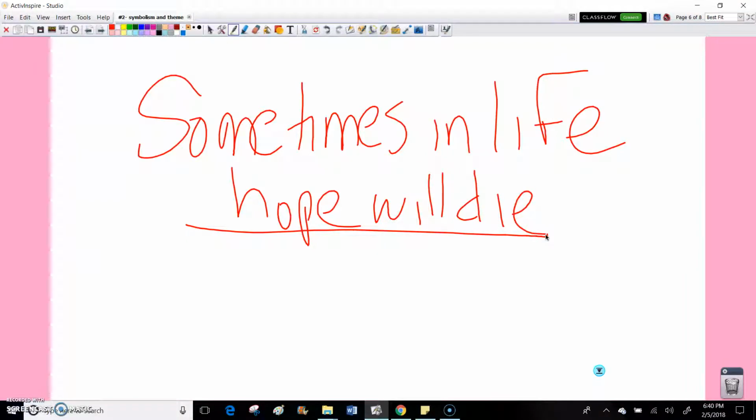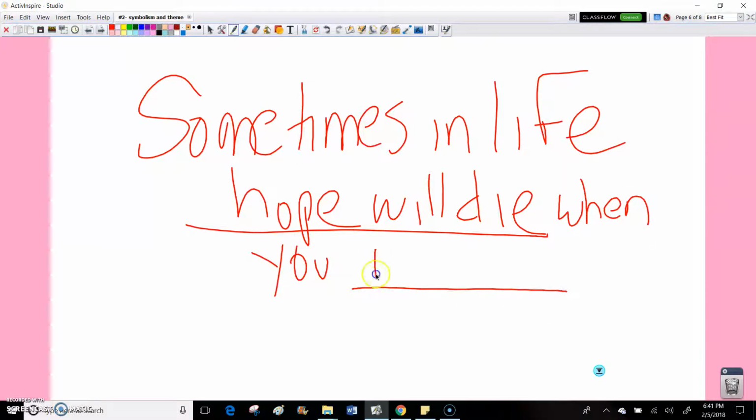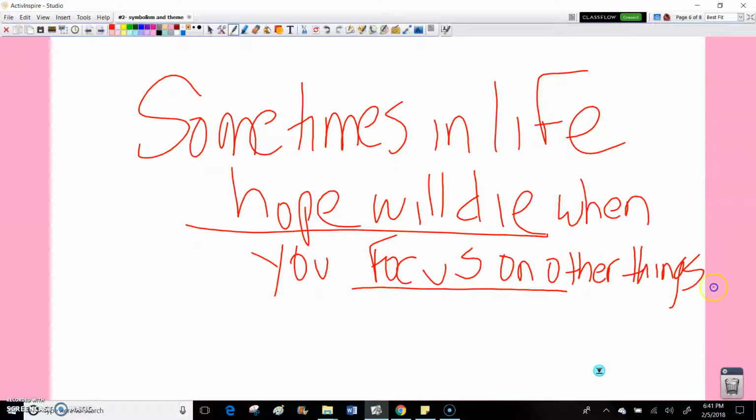Not good enough. When? Right? I want to try to be specific, but not too specific. Hope will die when you, how would we finish that? Focus. What are they doing? When you focus on other things, too vague, right? Focus on other things, like what? Focus on your boyfriend and your girlfriend? That's an other thing. So this is not quite right, but I'm on the way to getting the theme.